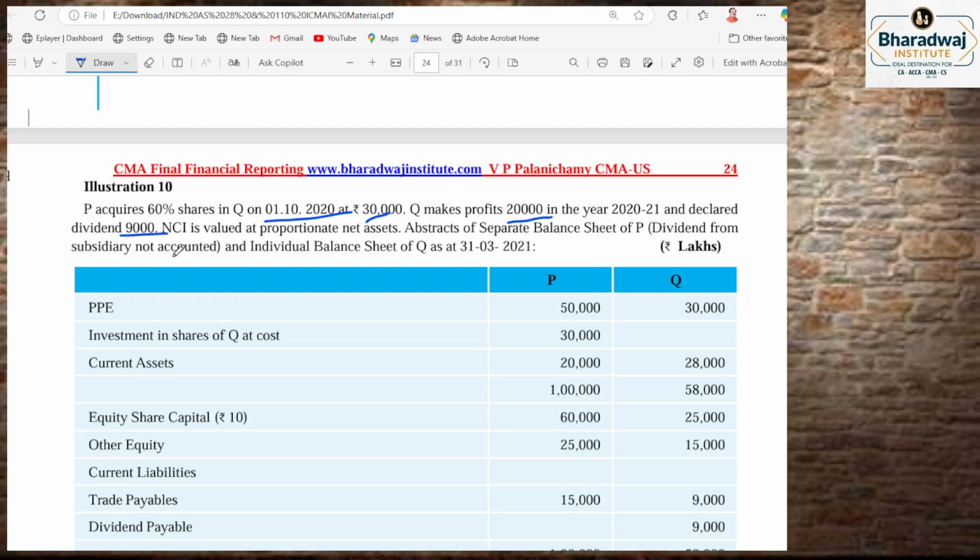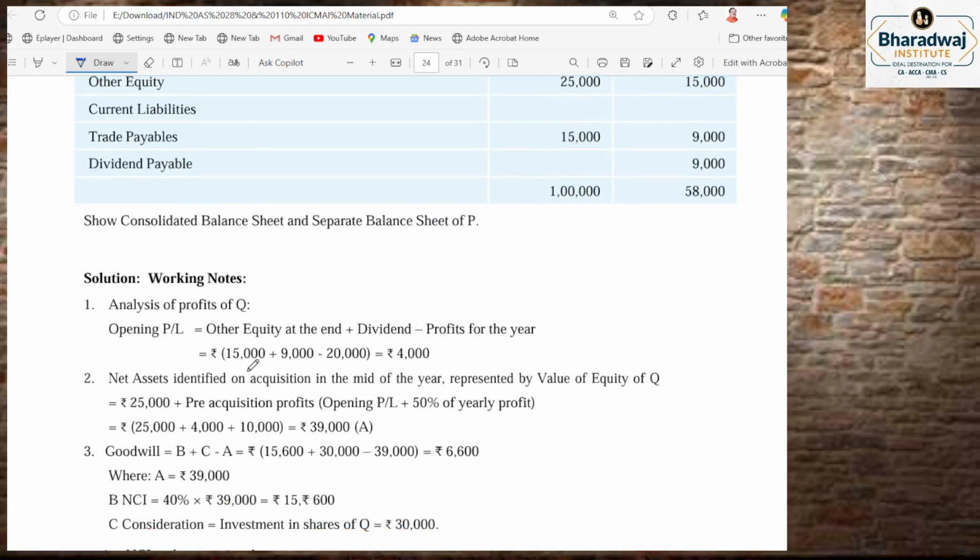Actually, they made a typing error. The typing error is Q Limited makes a profit of 20,000. There is no profit of 20,000. Actually, had other equity at the beginning of the year. This is wrong. Please correct. Because only in the solution I found it. Other equity at the end of 15,000. Dividend declared how much? 9,000. Minus, profit for the year has to be reduced, to find out the opening balance. This way also we can do.